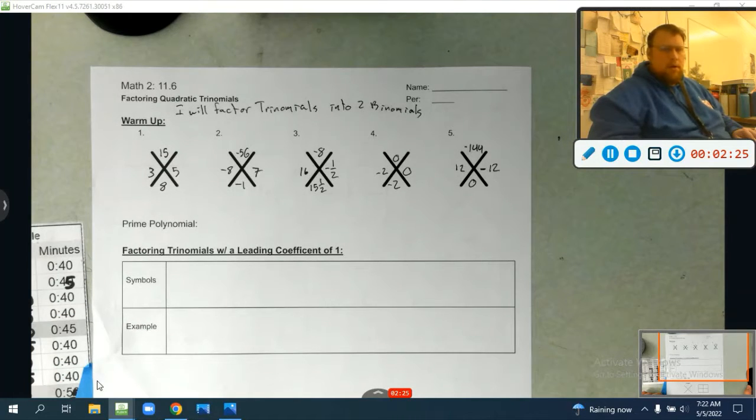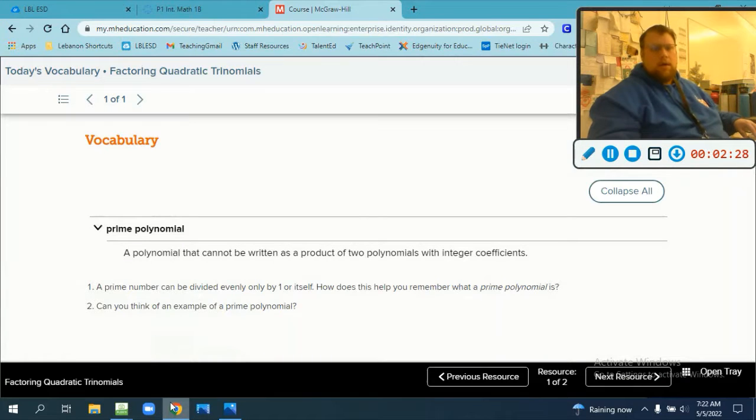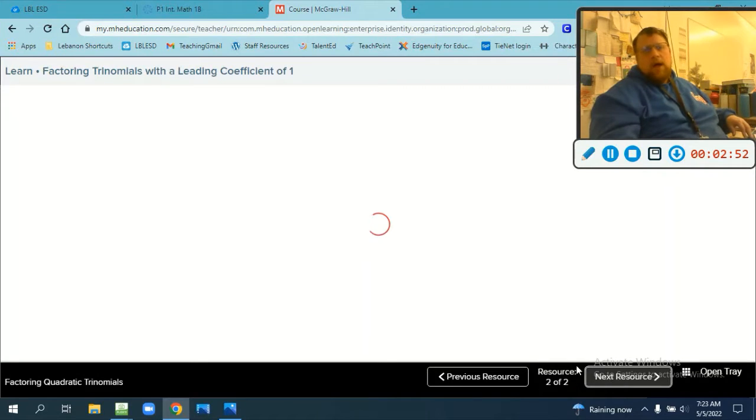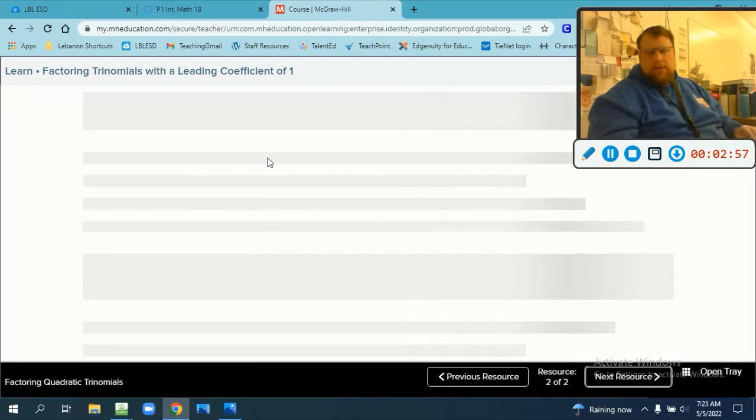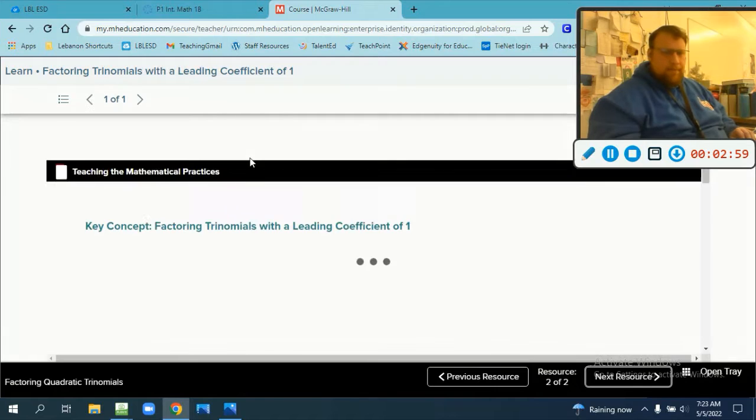All right, let's go look at the vocab for today. Prime polynomial. It's a polynomial that cannot be written as a product of two polynomials with integer coefficients. In other words, for our purposes, it's a polynomial or a trinomial that's not going to be factorable into two binomials with integer coefficients. So pause this again, write this down because I'm going right to the next resource. Ready, set, go. And again, whenever I say pause this, that's your chance to pause it. I'm going to wait about 2 seconds to move on.